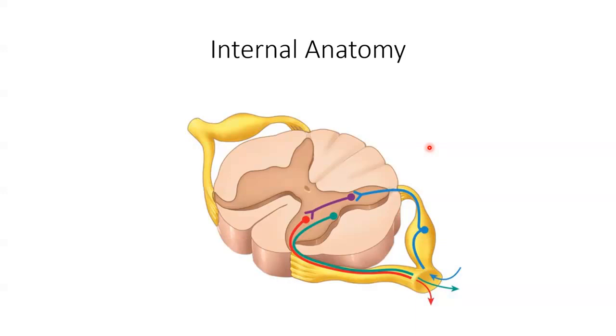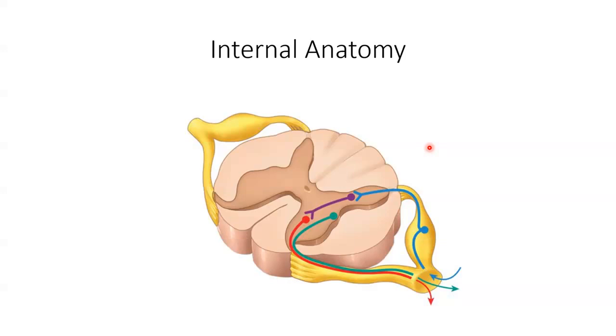So like in the brain, in the grey matter of the spinal cord, we have clusters of neuron cell bodies which form functional groups called nuclei. Sensory nuclei receive input from receptors via sensory neurons, and motor nuclei provide output to effector tissues via motor neurons.